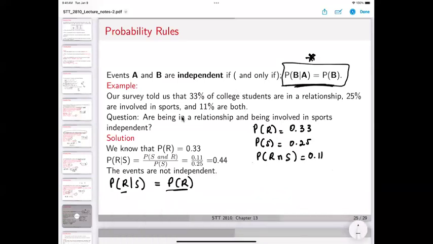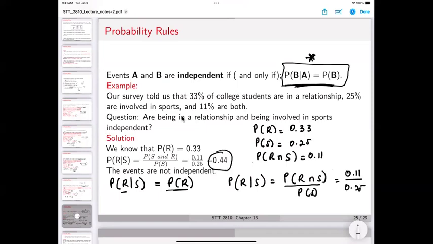So let's try to do P of R given S. We know this is the same thing as P of what? R and S divided by P of S. P of R and S is 0.11 divided by P of S, which is 0.25. When you do that, you get 0.44. Is that okay? So P of R given S is 0.44.